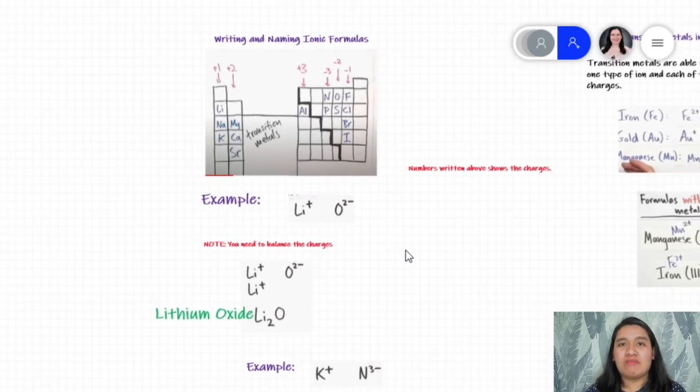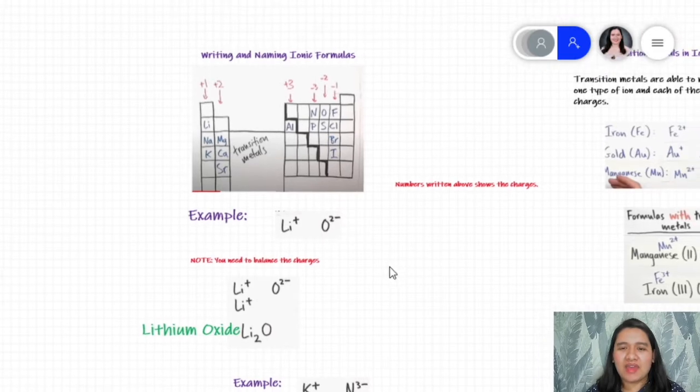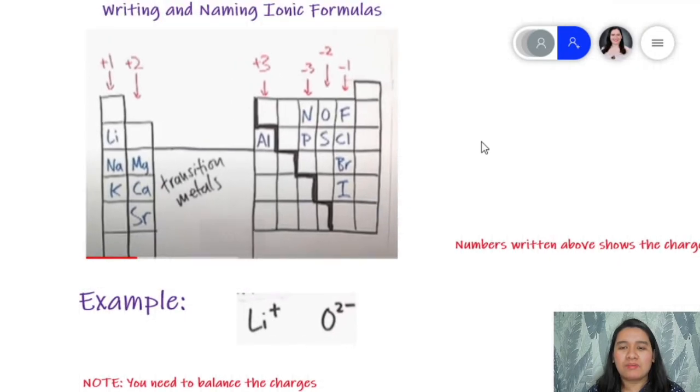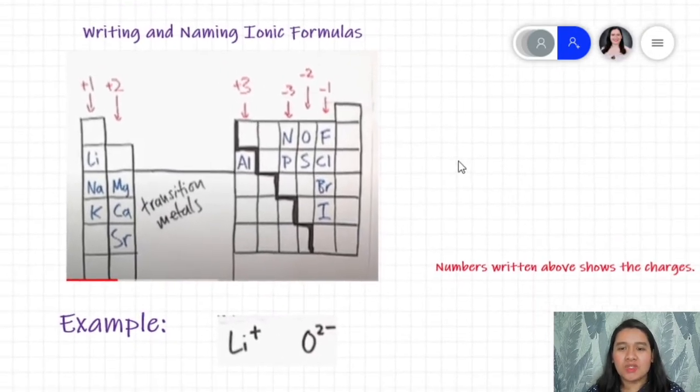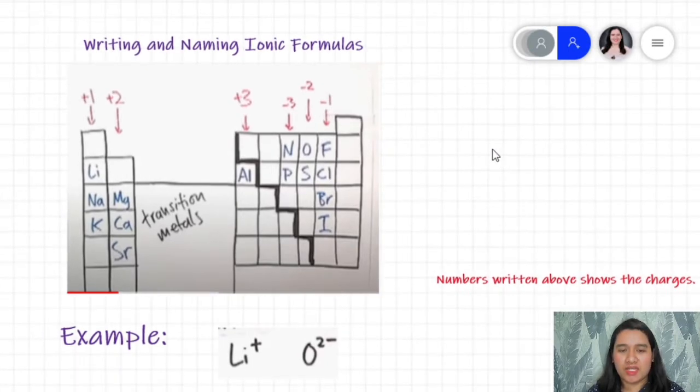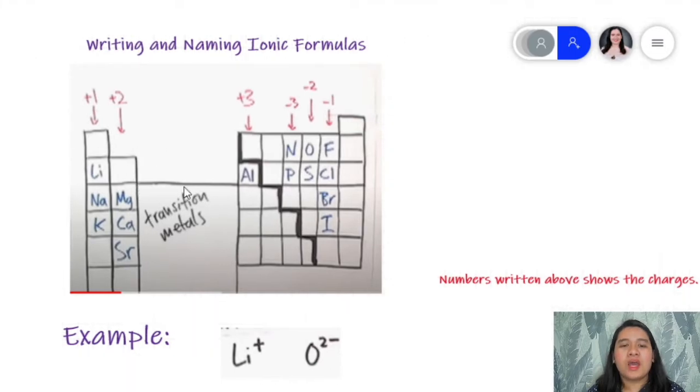So, writing and naming ionic formulas. I have here a blank periodic table of elements. As you can see, there are numbers above. The numbers written above show the charges. Let's say for example, sodium or Na. Since Na belongs to group number 1, all group number 1 elements have a positive 1 charge.